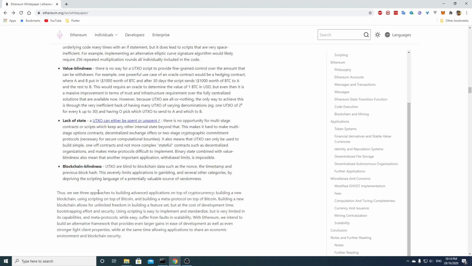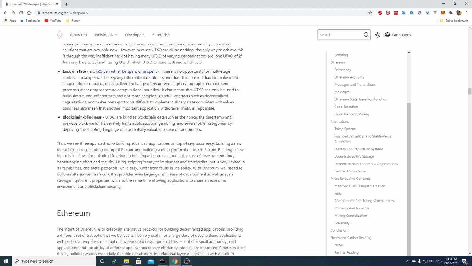Blockchain blindness. UTXOs are blind to blockchain data such as the nonce, the timestamp, and the previous block hash. This severely limits applications in gambling and several other categories by depriving the scripting language of a potentially valuable source of randomness. Yeah, this is actually a problem in many of the applications where we use the blockchain as a casino, as a dice. The smart contract, the scripting language, does not let you query any data about the blockchain.